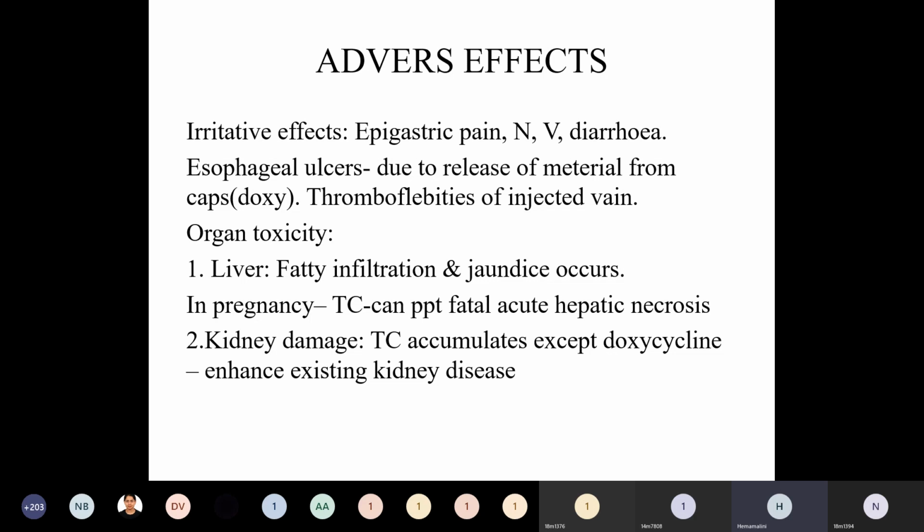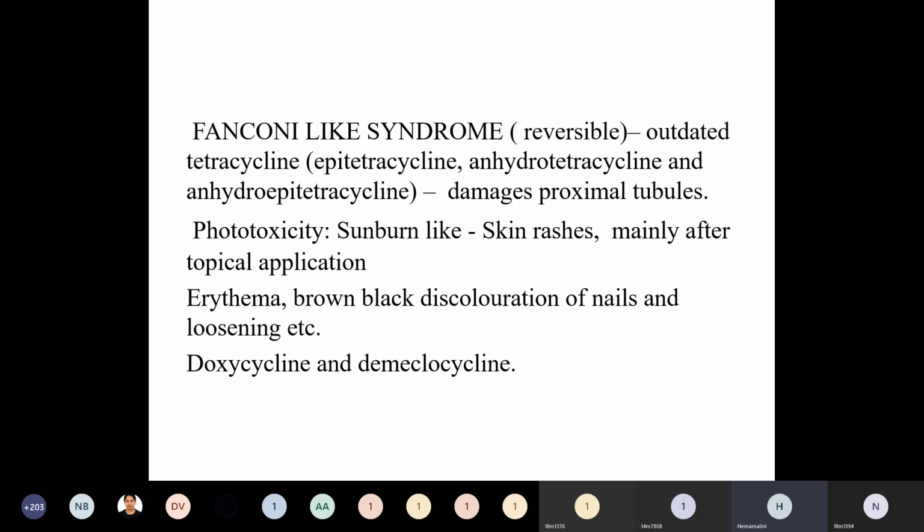And in kidneys, the tetracyclines accumulate except doxycycline and enhance existing kidney diseases or renal failure. It may lead to renal failure. Next important thing is reversible Fanconi syndrome. It may induce reversible Fanconi syndrome with outdated tetracyclines. So we should not use outdated tetracyclines. The degraded products of tetracyclines like epitetracycline, anhydrotetracycline and anhydroepitetracycline damage the proximal tubules.